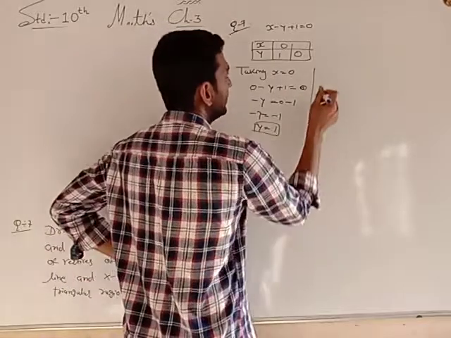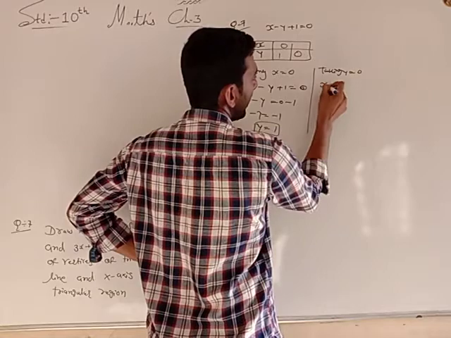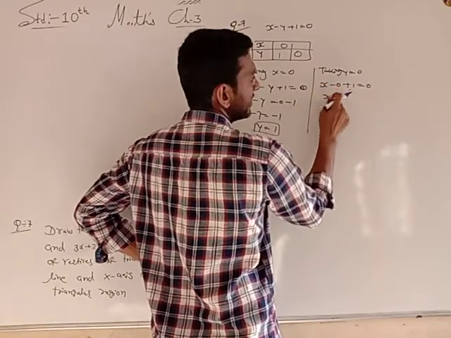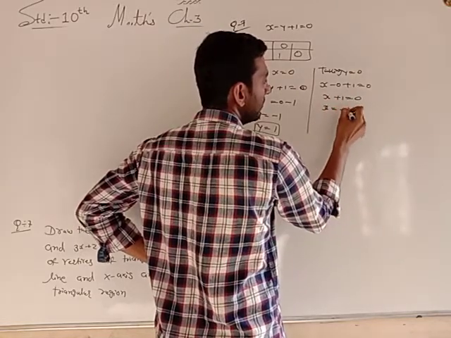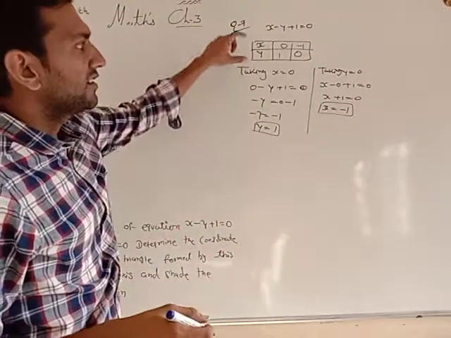In the other case, taking y is equal to 0, x minus 0 plus 1 is equal to 0. So x minus 0 is x plus 1 is equal to 0. Plus 1 goes to the right side and becomes negative. So you get x is equal to minus 1. I got the two solutions.